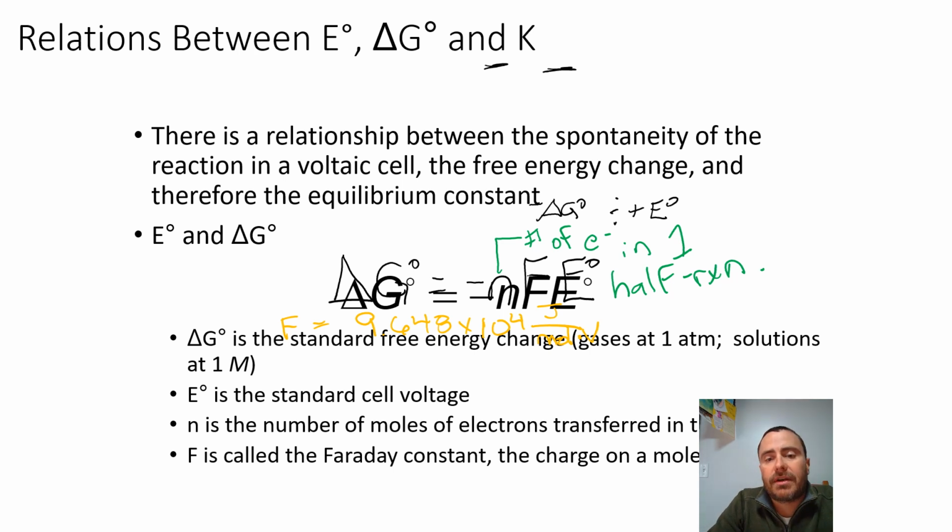Now, we know that our delta G is equal to negative N F E. That's given to us from this chapter, a relationship between delta G and our standard voltage. But let's now take this a little bit further, and we're going to see how else we remember delta G being related to other things in previous chapters.